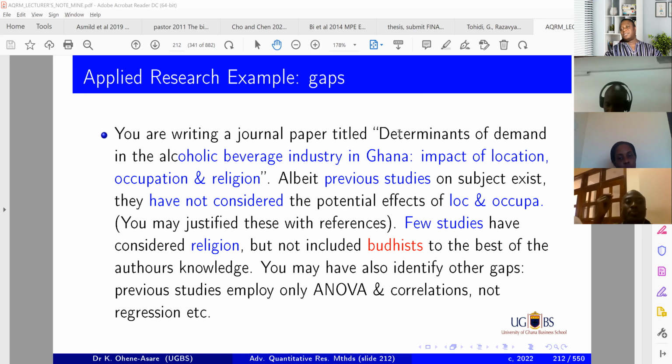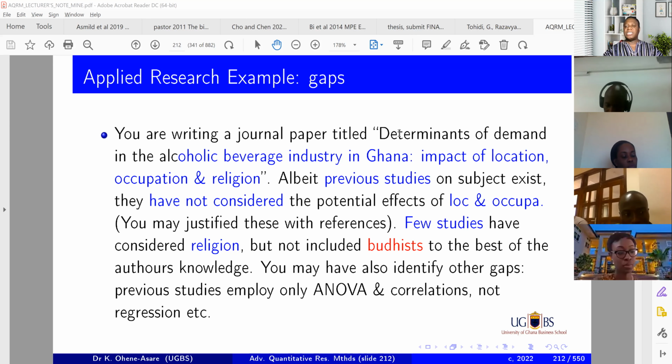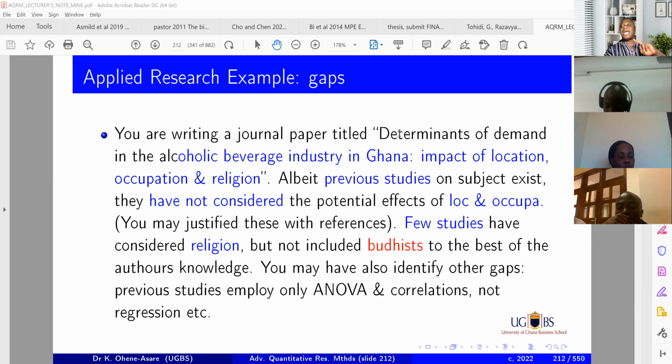and location, okay? Because these have not been considered. And then gaps related to religion. Now, of course, these are called conceptual gaps. And in your thesis, you got to do that. You have to have theoretical gaps, conceptual gaps, methodological gaps, continental gaps, country gaps, industry gaps. Okay? These are some of the gaps. You may have to have all of them or some of them, and then try to solve those gaps.